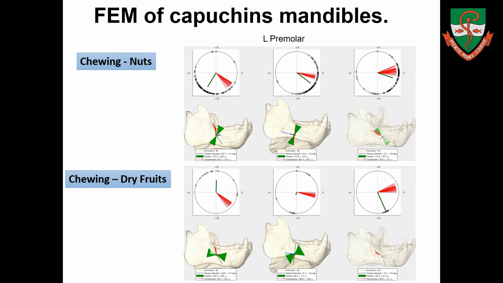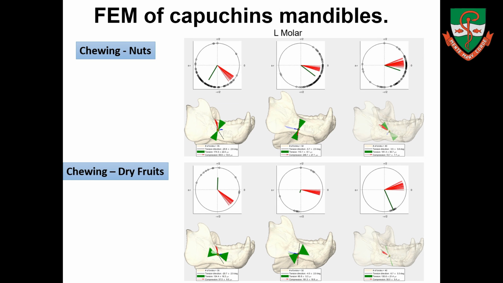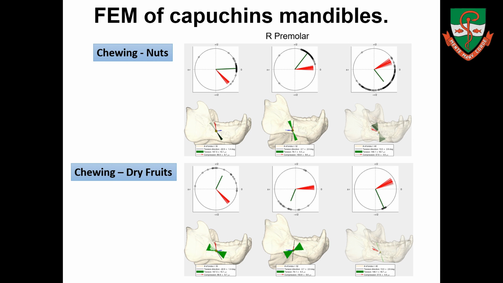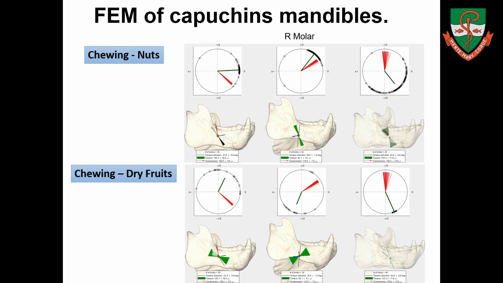Even if we maintain the bite points and change the fruits, if you look at the results, they are very similar between both. Even for the right premolar and molar, they are the same. They keep the same orientation, and there's not much change in the intensity between them.